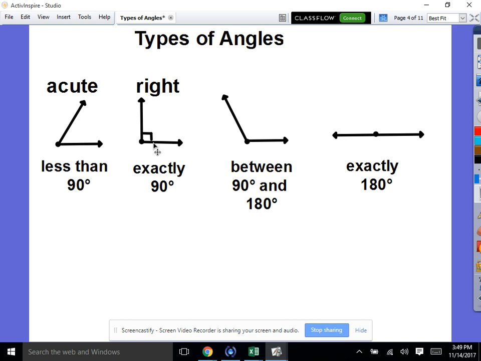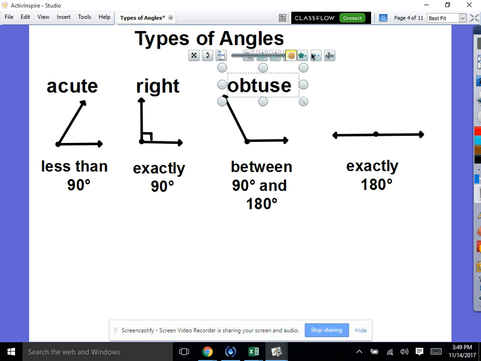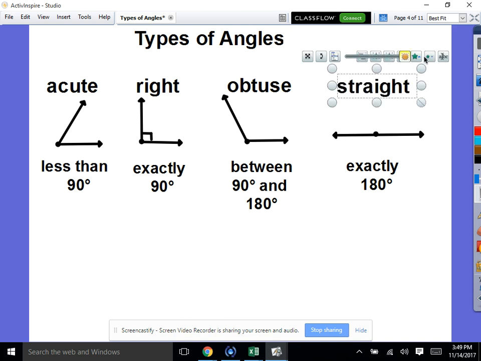Then we have angles that are between 90 degrees and 180 degrees. Those are called obtuse angles. And finally, an angle which is exactly 180 degrees and actually just looks like a line is called a straight angle.